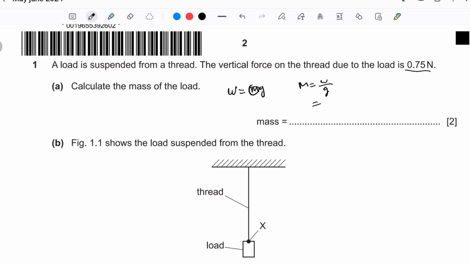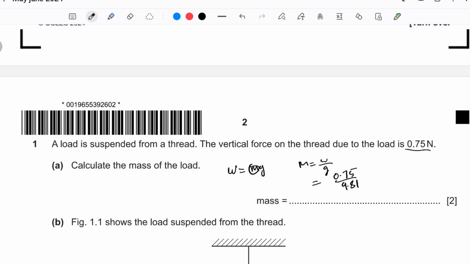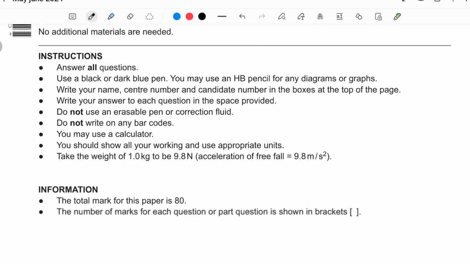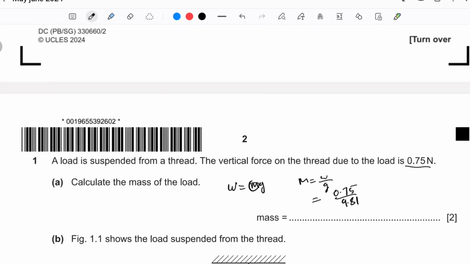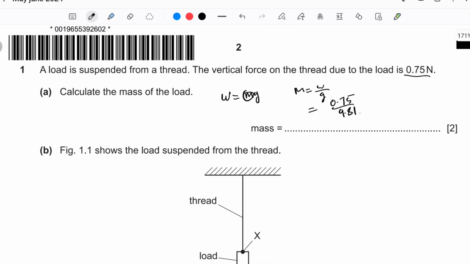And we know that the weight, or basically the load, is 0.75 newtons. So we get the value 9.8 for acceleration from our instructions. So we're going to use 9.8. That's going to be 0.077 kilograms.